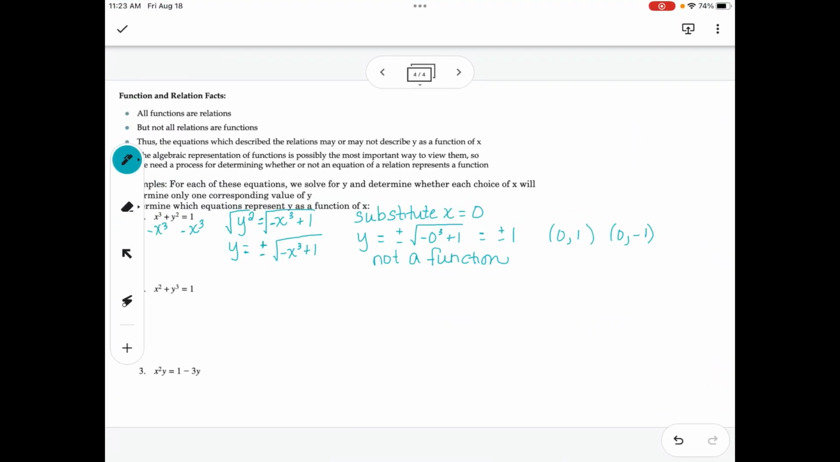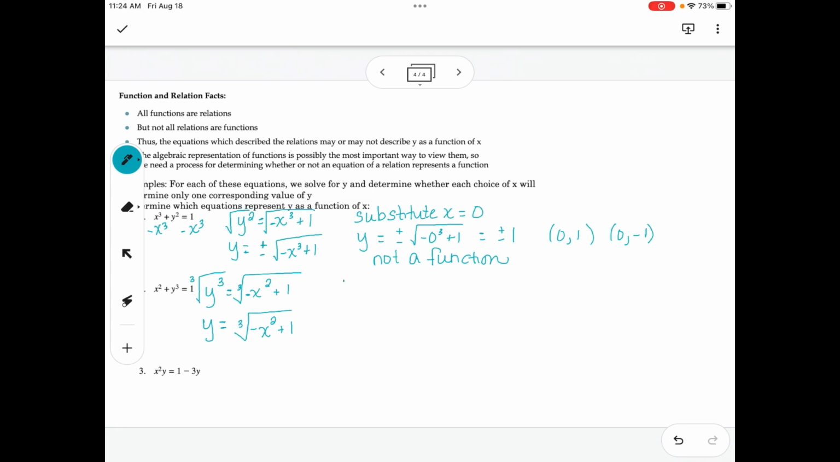Let's try another one here. We have x squared plus y cubed is 1. Again, I'm going to solve for y. y cubed then is going to be negative x squared plus 1. So I flopped the square and the cube. Now to undo the cube, we'll take the cube root. The cube root doesn't give us a plus or a negative, so it's going to simply be the cube root of negative x squared plus 1.